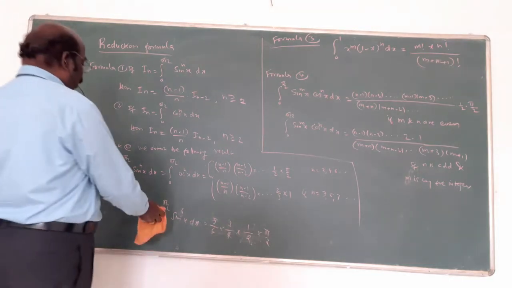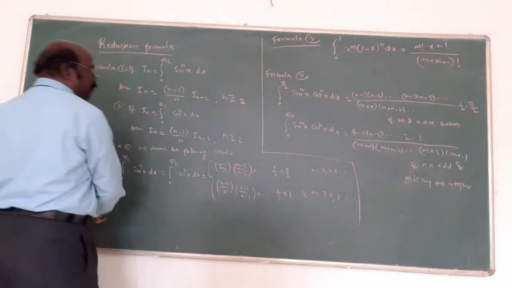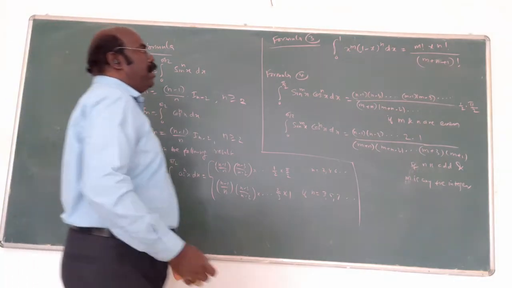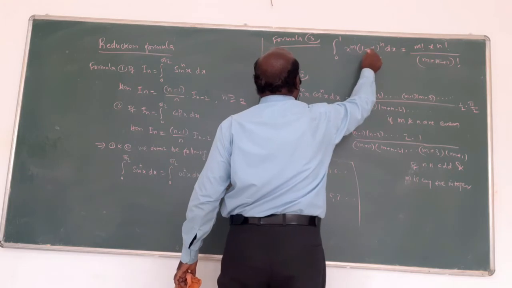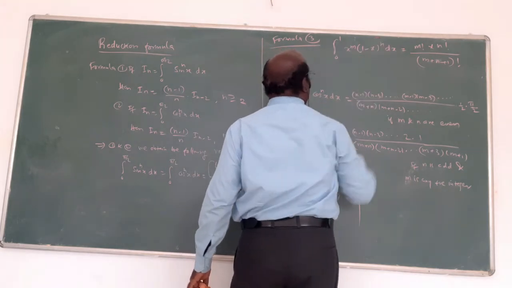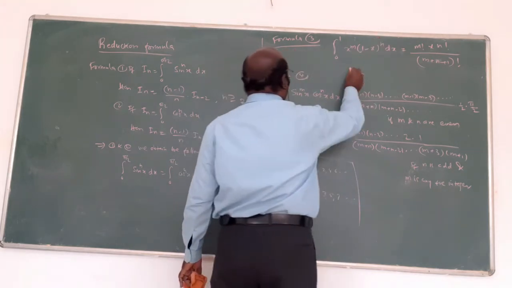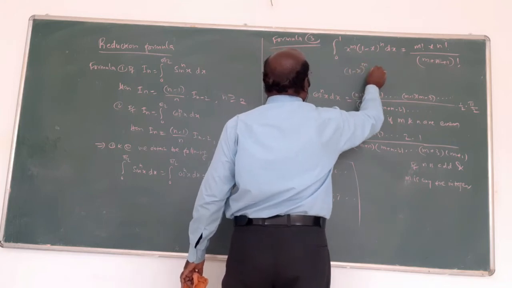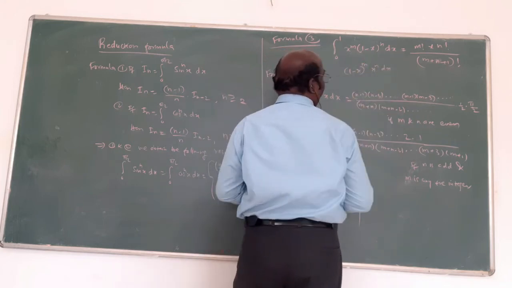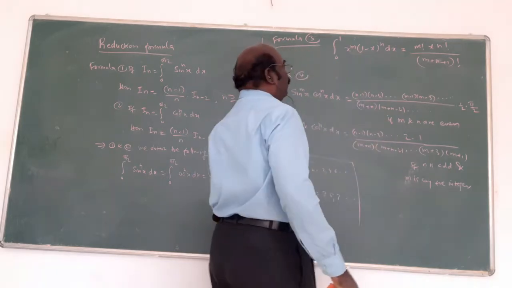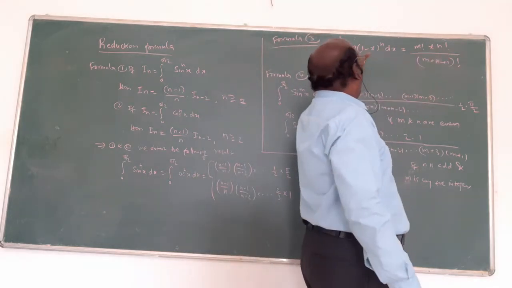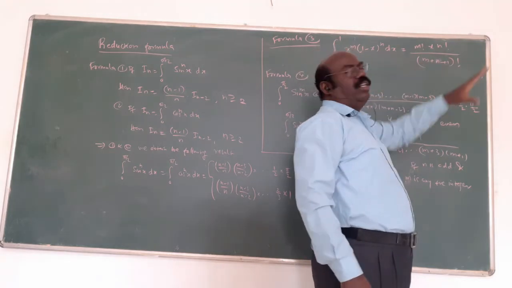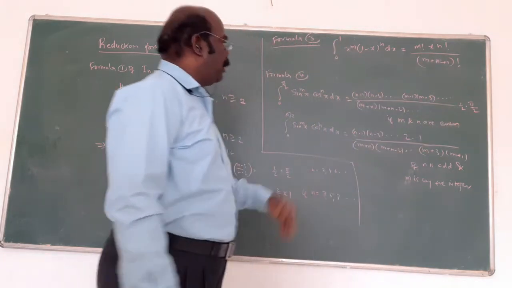Okay. These are all 2 mark, 3 mark answer, 1 mark answer. Then say one more formula: integral 0 to 1 of x power m times 1 minus x power n. Sometimes 1 minus x power m, x power n. Both are the same method. What is the formula? Power is m, m factorial, n factorial divided by m plus n plus 1 factorial. Small formula. These are 2 mark concepts.